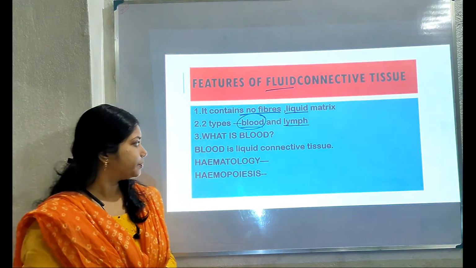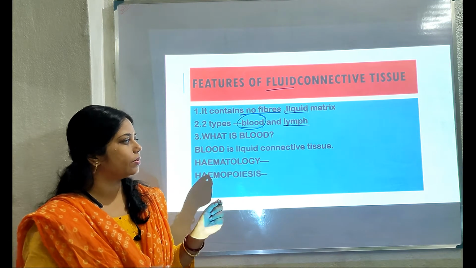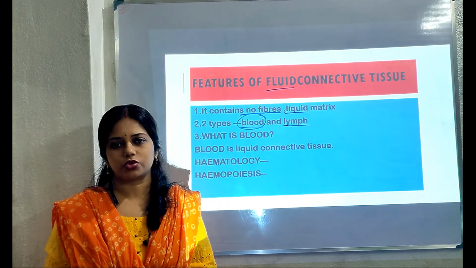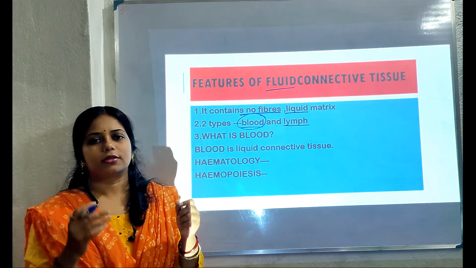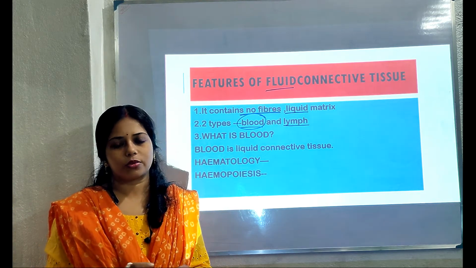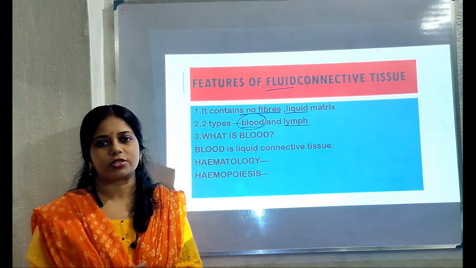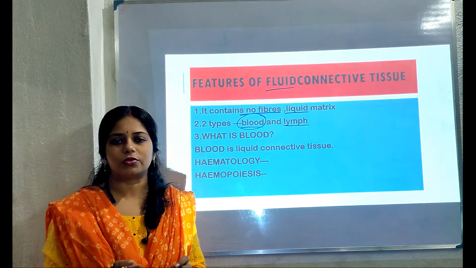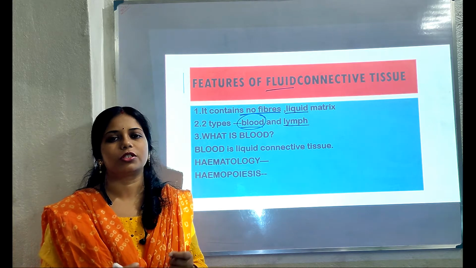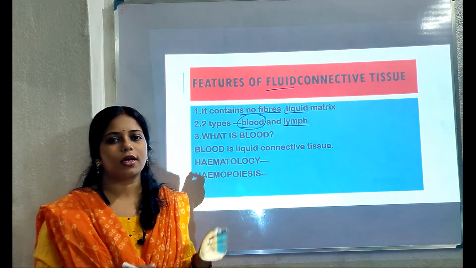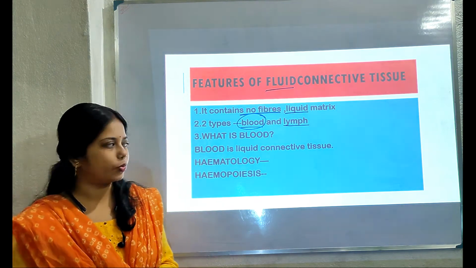What is blood? The blood is liquid connective tissue. Why is it called the liquid connective tissue? Because the medium or the matrix of the blood is liquid. It contains water and other substances. So the matrix is liquid and it makes the connection between each and every part of our body. That's why it is called the liquid connective tissue.